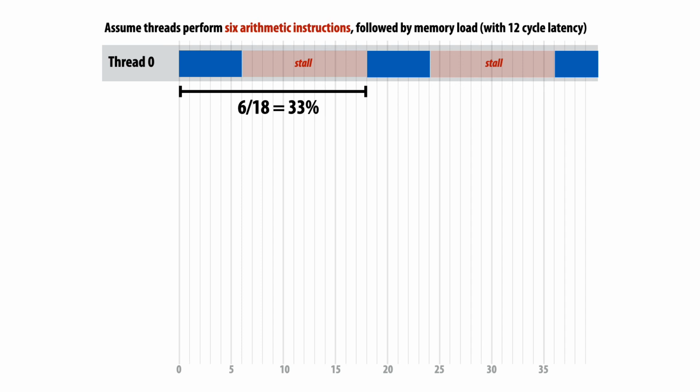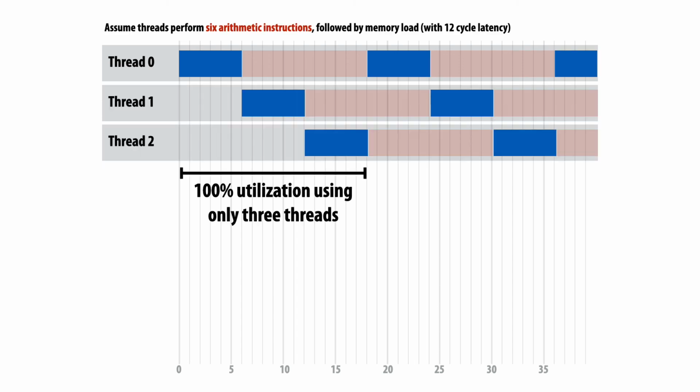And so now with this new program, which has more math for every memory access, we end up using the processor in full using only 3 threads. So programs that have a higher ratio of arithmetic instructions to memory accesses can actually get by with fewer threads to reach high utilization.